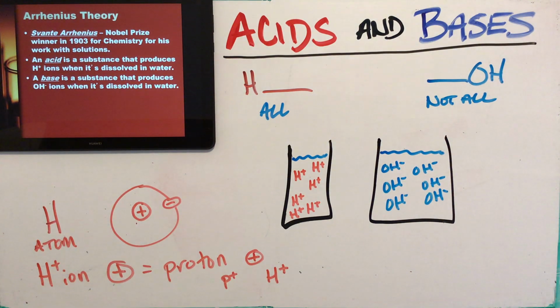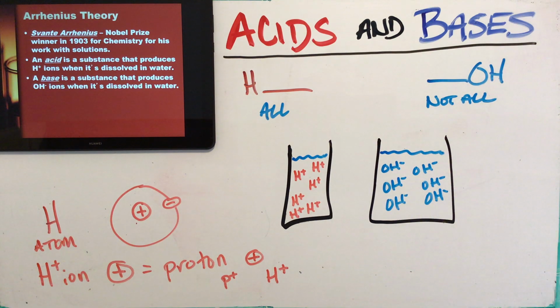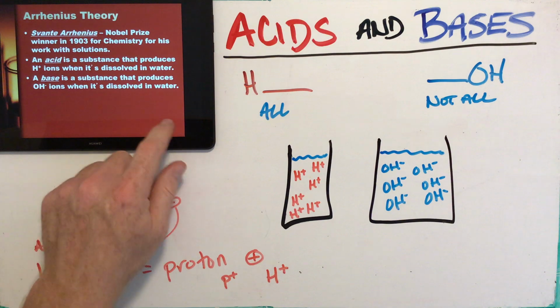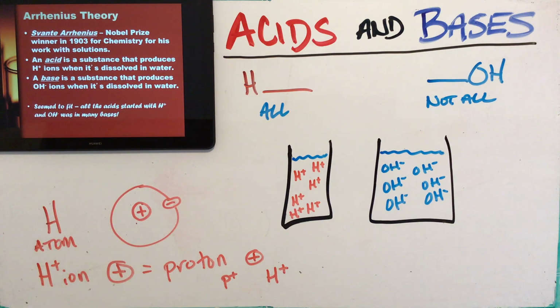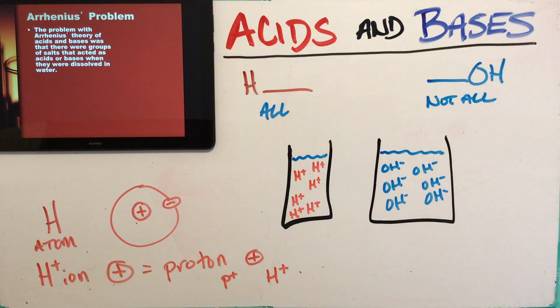Now, here's the problem. He said the thing's going to dissolve and it's going to produce these OHs. And we know that a lot of bases have OH at the end. Sodium hydroxide, lithium hydroxide, calcium hydroxide. So there will be OHs, but not everything has that OH. All the acids started with H, and OH was in many bases. But there was a problem with this. The problem with his theory, and I'll put the blue OH down here for the base, just like we got the red one for the acid.